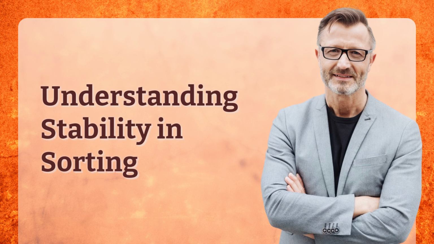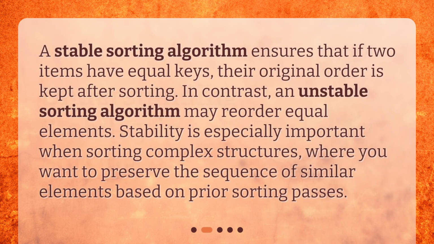Understanding stability in sorting. A stable sorting algorithm ensures that if two items have equal keys, their original order is kept after sorting. In contrast, an unstable sorting algorithm may reorder equal elements. Stability is especially important when sorting complex structures where you want to preserve the sequence of similar elements based on prior sorting passes.